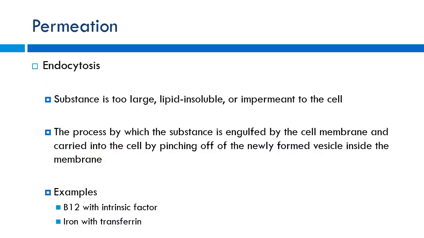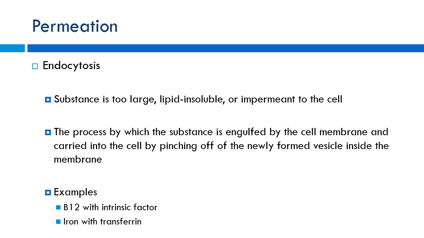Okay, so other ways we can have permeation include things like endocytosis. What is endocytosis? It's kind of like a cellular hug, right? It grabs the drug and brings it in. Usually this is good for very large molecules and maybe lipid insoluble ones, because the cell is engulfing it and pinching it off into its own vesicle. So it's able to get in lipid insoluble stuff or things that are otherwise impermeable to the cell.